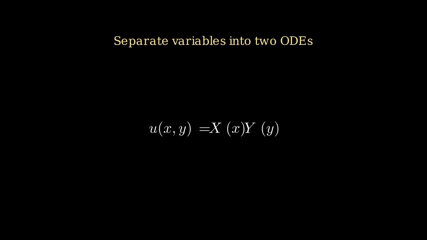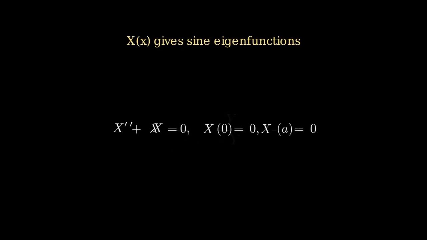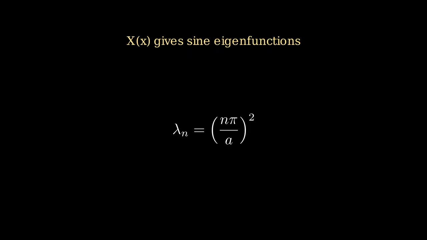Substituting into Laplace's equation and separating the variables leads to two ordinary differential equations, one in x and one in y, linked by a separation constant. The equation in x, together with the zero conditions at the two vertical sides, gives the same sine eigenfunctions as we saw before, that is, sine of n pi x divided by a, for each whole number n.